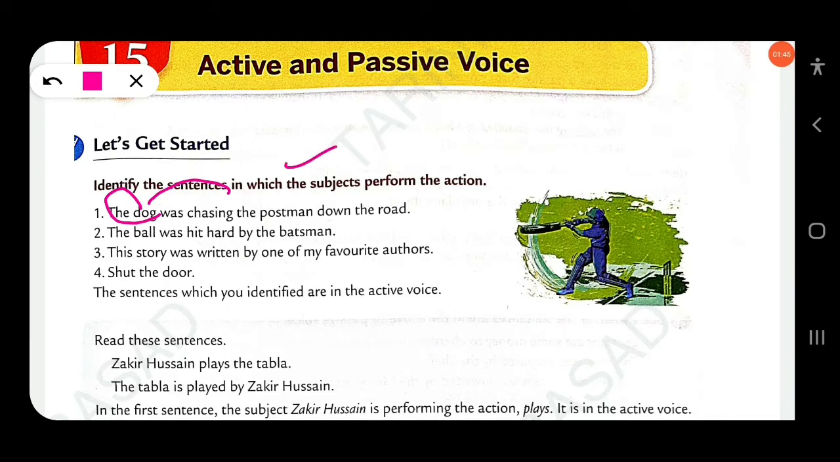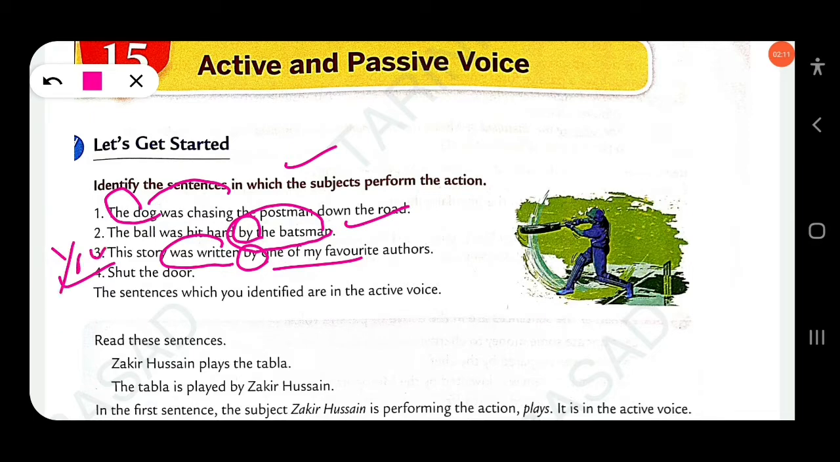The ball was hit hard by the batsman. Here the subject receives the action. The next, this story was written by one of my favorite authors. Here was written, and here also by is used. So in the second sentence, by is also used. Shut the door. This is an imperative sentence, and here the subject is a hidden you.